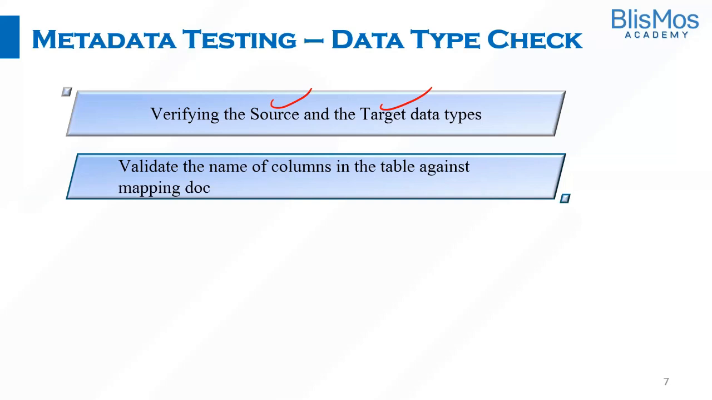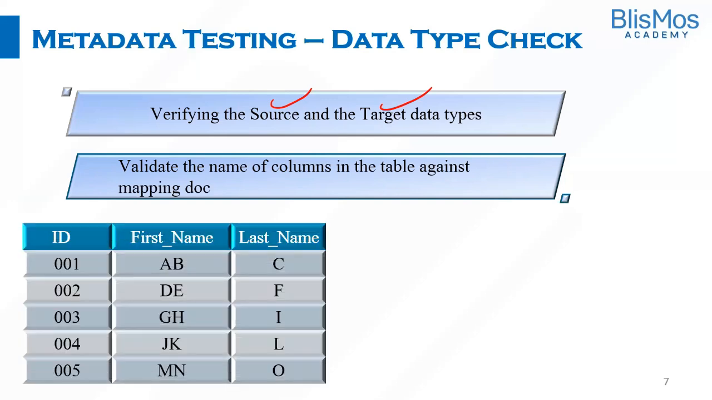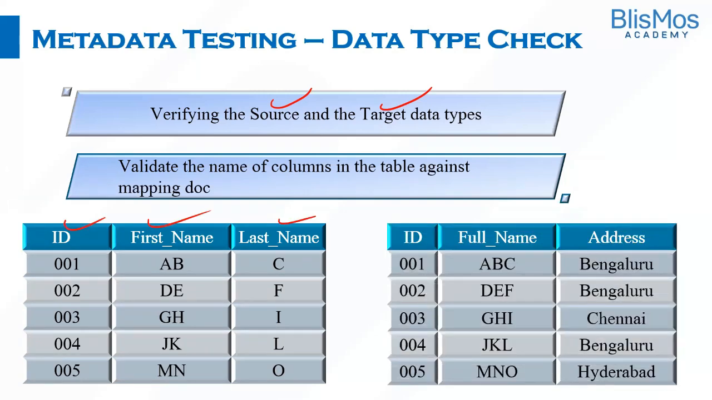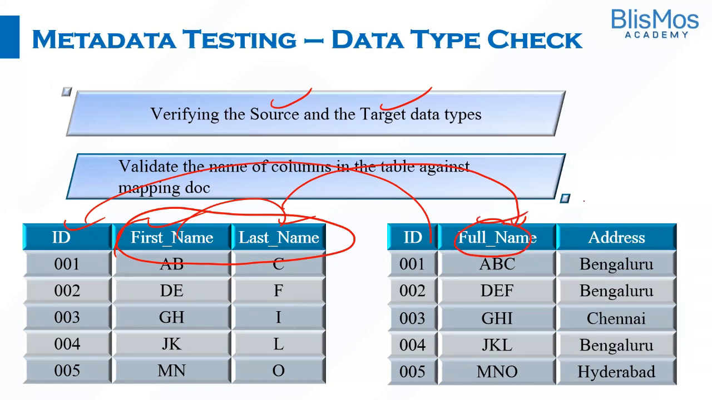Whatever the column names which were supposed to be there as a part of the target table, is it there or not as specified in the mapping document? If you take this example, we have a table with ID, first name and last name. And we have a target table with ID, first name and last name combined into full name. So as a part of the transformation, they would have specified first name and last name should be concatenated, and the name of the column here is full name. So you need to validate whether in the target table, the name of the column here is full name or not. That is one of the examples.